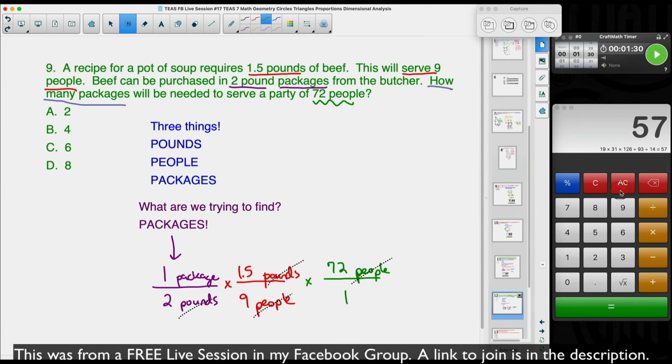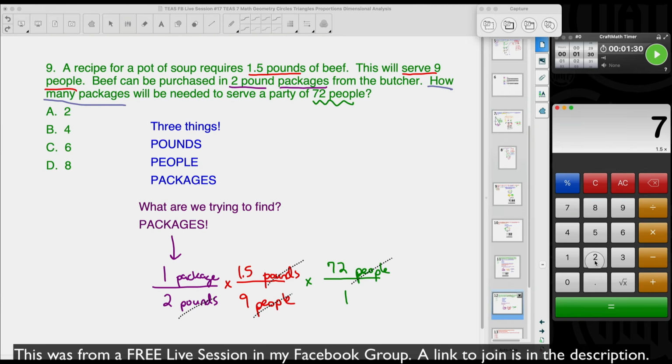Try that same calculator tip. Anytime you see ones, skip it. So my number's up top. I'm going to skip that 1. Don't need to do it. I'm going to take 1.5 times 72. And then you can press equals if you want.